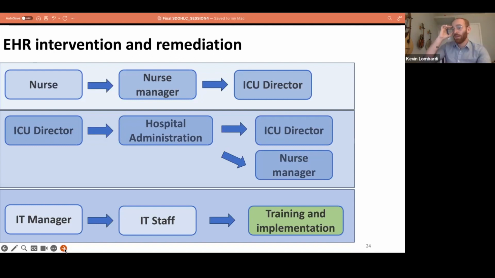So at a community hospital, if a nurse wanted to implement a change in the electronic health record, they would need to go through this. They would need to tell their nurse manager, their ICU director. The ICU director would need to talk to the hospital administration. That would need to go to the IT manager, the IT staff, and then there would need to be training and implementation.